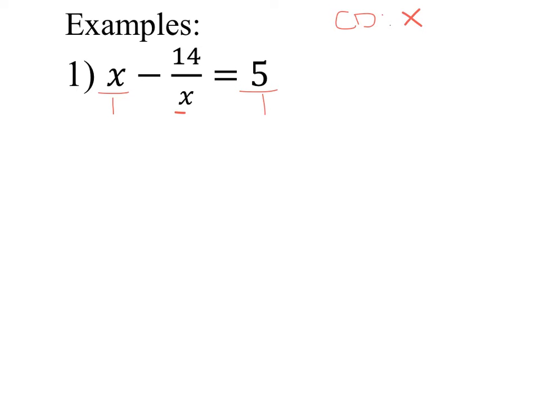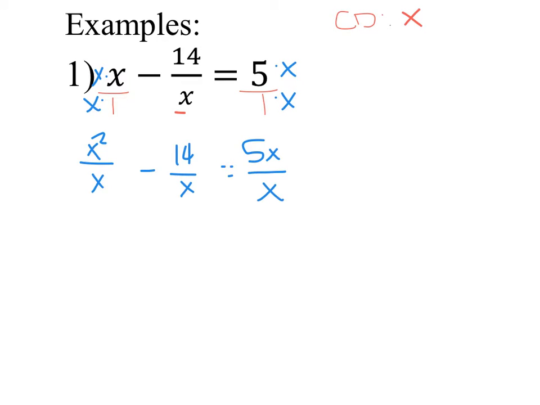Okay? We went through how to do that in adding and subtracting. So each one of these needs to have an x as a common denominator. So I multiply the two that don't have it by x on the top and the bottom. Now what winds up happening is you get x squared over x minus 14 over x equals 5x over x. All the denominators are the same. Now this only works in an equation, okay? So make sure you know this is an equation when you're doing it.